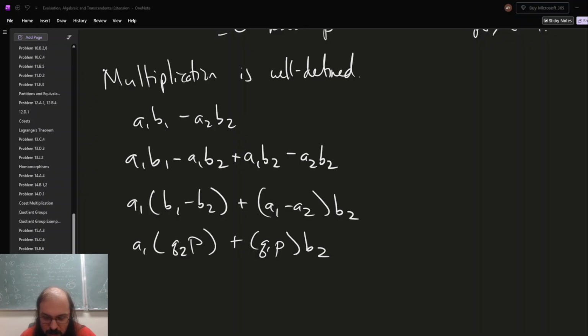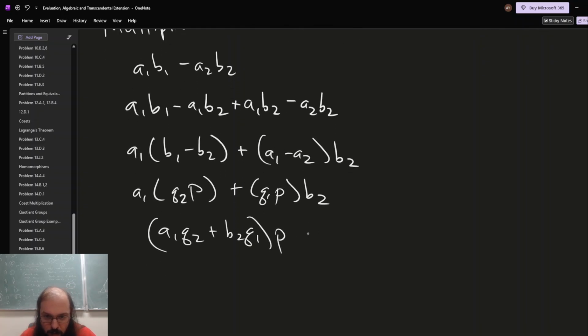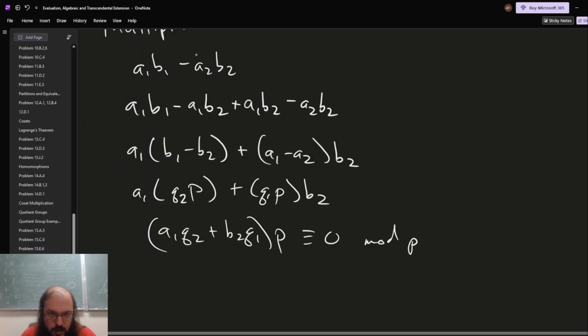Okay, so this seems to be where we end up. Now, what I notice is this has a P and this has a P. So doing a little bit of collecting of like terms, I get A1 Q2 plus B2 Q1 times P. And therefore, that is equivalent to 0 mod P. And that's what I wanted to see, right? That this is well defined means that their difference is a multiple of P.